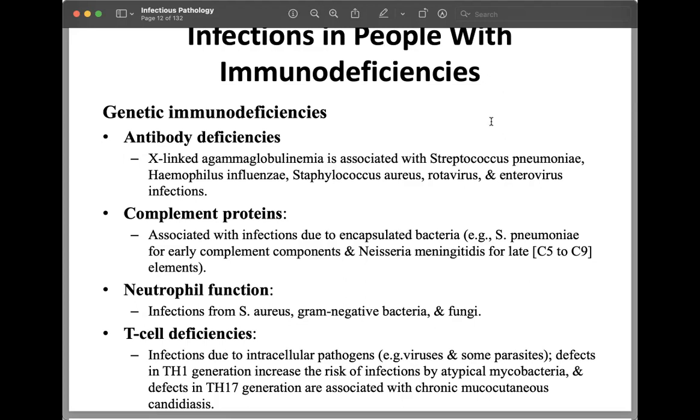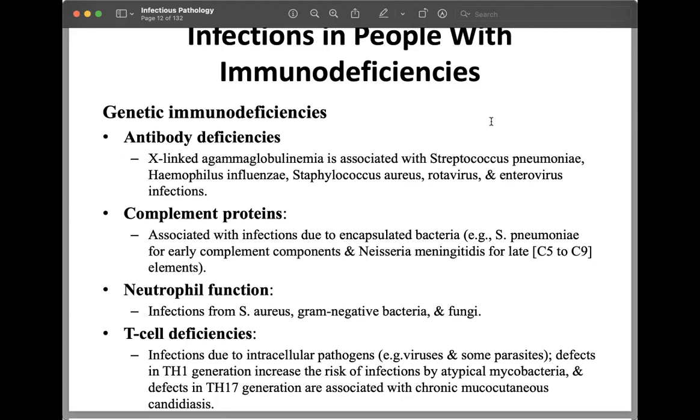for encapsulated organisms, the primary defense is opsonization by IgG molecules. Because you have poor opsonization because of poor antibody production, then of course you will be predisposed to these types of entities. Okay.